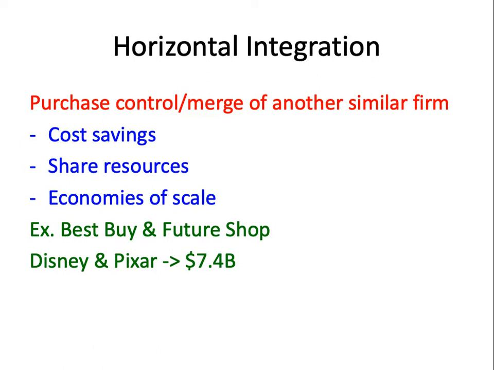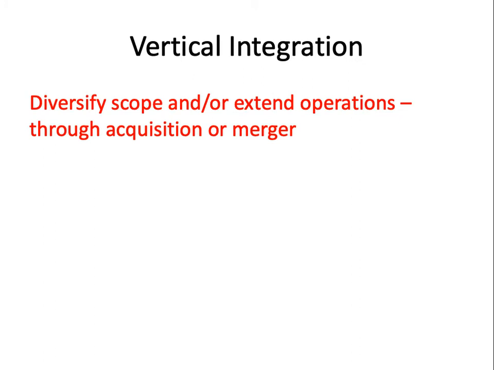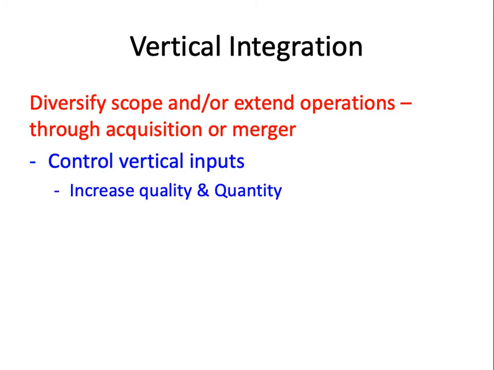Okay, much easier to understand for horizontal integration versus vertical integration. Vertical integration is a little bit different. It's a bit more varied. So vertical integration talks about diversifying scope and/or extending operations through acquisition or merger. So what does this mean exactly? One method is to control vertical inputs, to increase the quality and quantity of your product.